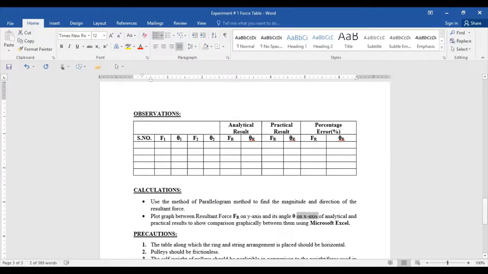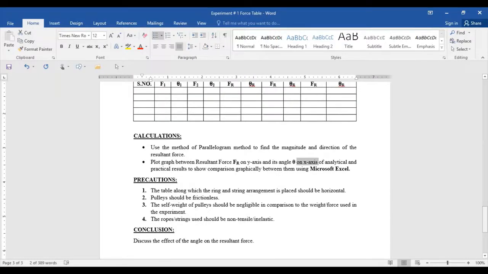What are the calculations you have to do? You have done the experiment, and after doing the experiment, you have to calculate the resultant force of the two forces by using the parallelogram method. So you have to solve three numericals here, because you have to get three values over here. Use the parallelogram method to find the magnitude and direction of the resultant force.